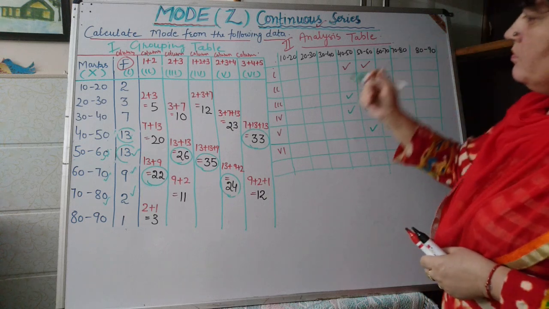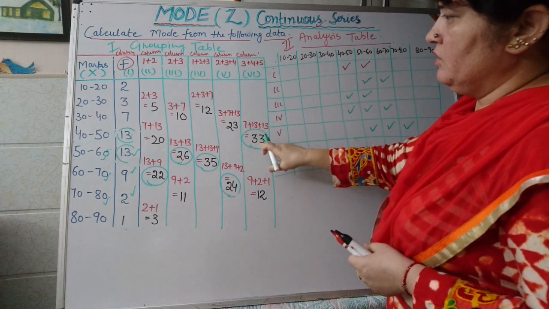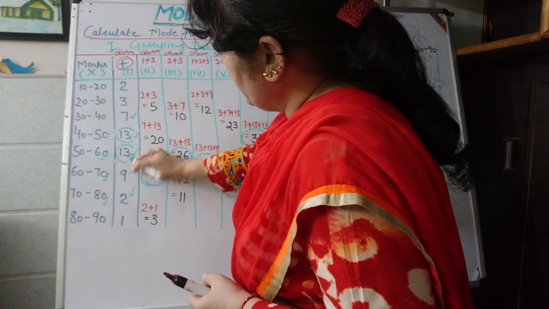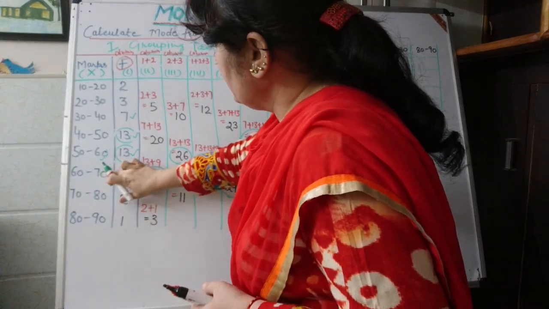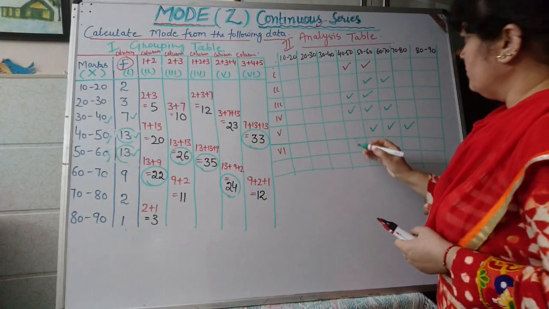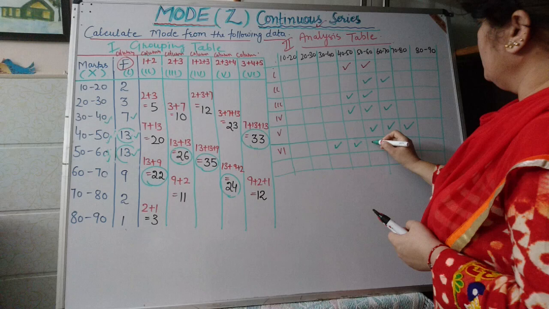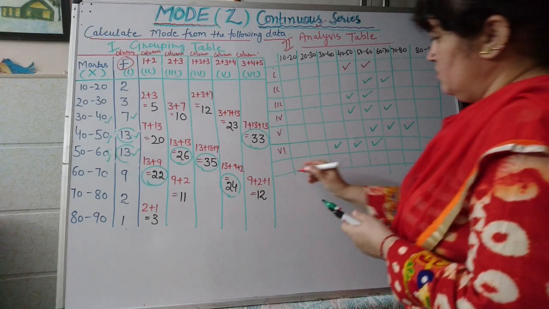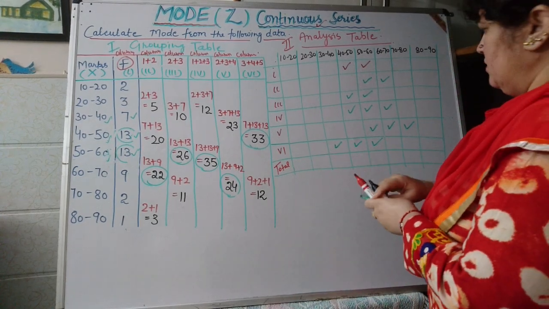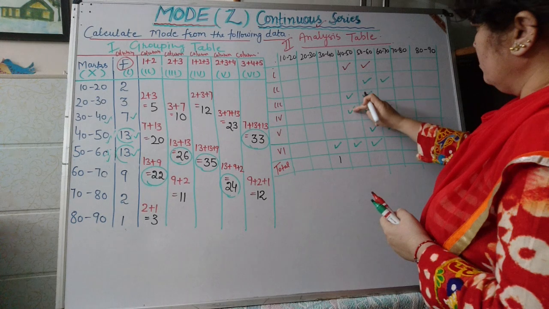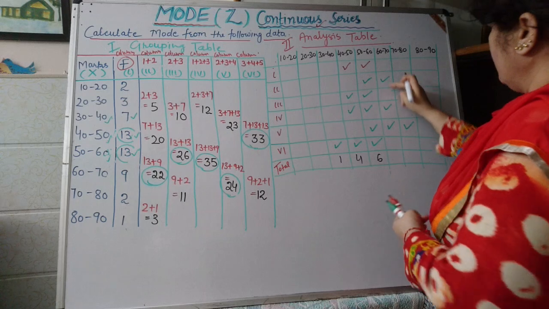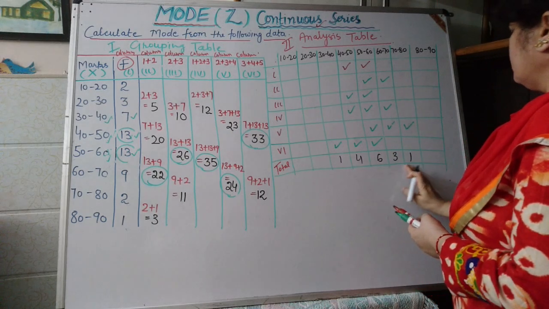In the last column, the highest value is 33, which is the summation of 7 plus 13 plus 13. This is against the class intervals 30 to 40, 40 to 50, and 50 to 60. And here the total will be there. How many tick marks are there? Here 1, 2, 3, 4 tick marks, then 1, 2, 3, 4, 5, 6 tick marks.